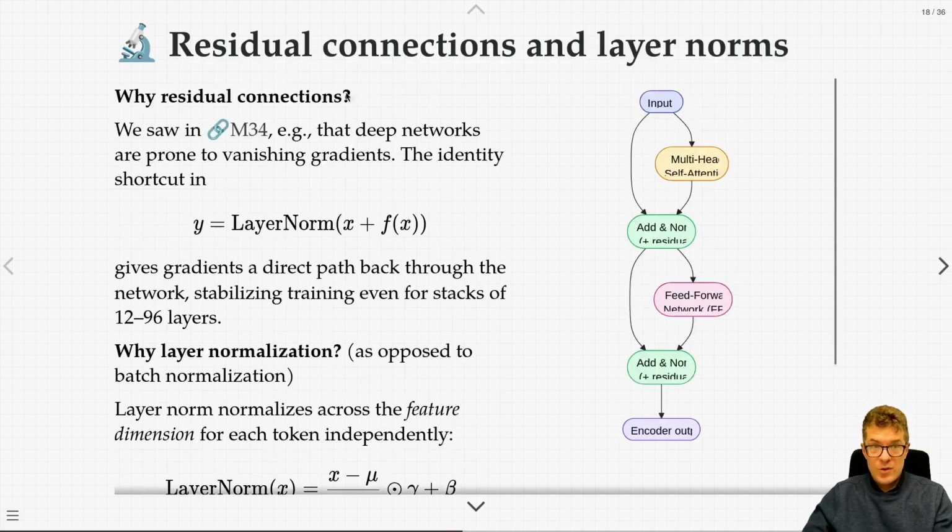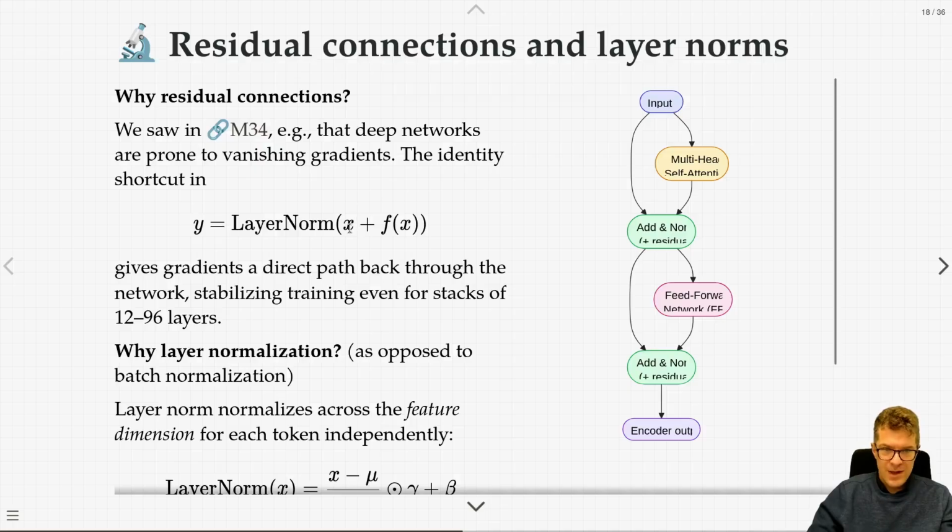So we know about residual connections to some extent. We saw in module 34 that deep neural networks are prone to vanishing gradients, and we're starting to add lots of weight matrices being passed through other weight matrices over and over again. So therefore, the problem of vanishing gradients becomes a bit of a risk. So one way around that is to have these residual connections.